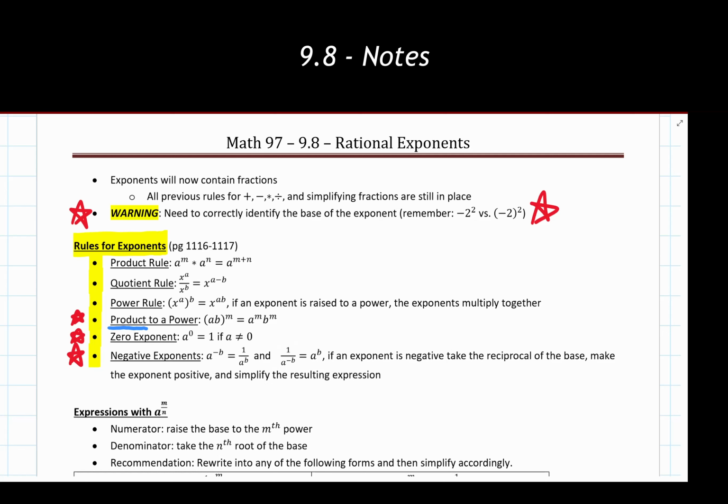So the negative says, take this whole term that we have here, and I'm going to move it to the numerator part of that fraction, and that's going to just become a to the b power.